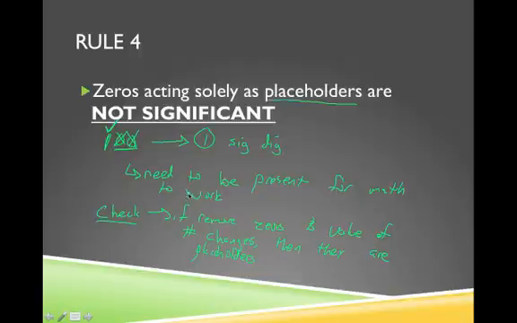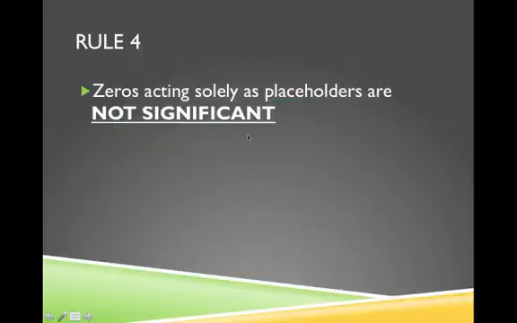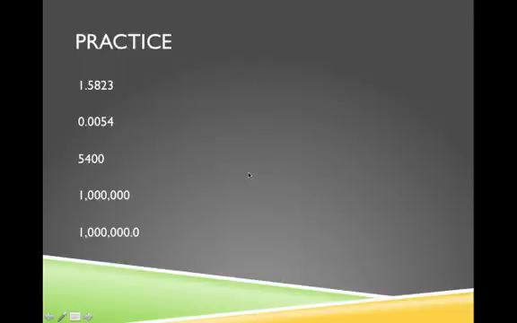So there's our 4 rules. Depending on the scenario you're involved in, you're going to be using one or up to all 4 of them. And I think the next thing you need to try is a little bit of practice. It's not a difficult thing to do, but I think you need to see some problems in front of you before this is really going to start to take effect. Take these 5 numbers here, and see if you can identify how many significant digits are in each, and also try to identify which of the rules you used to make that determination.